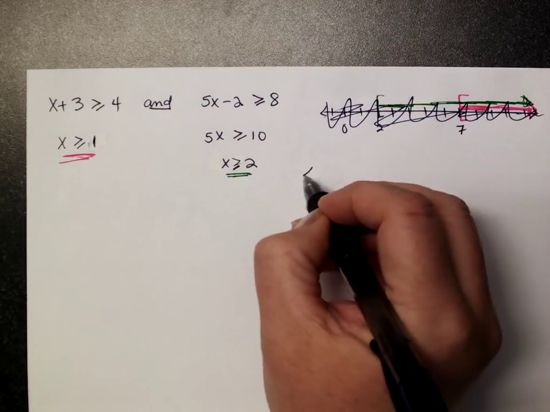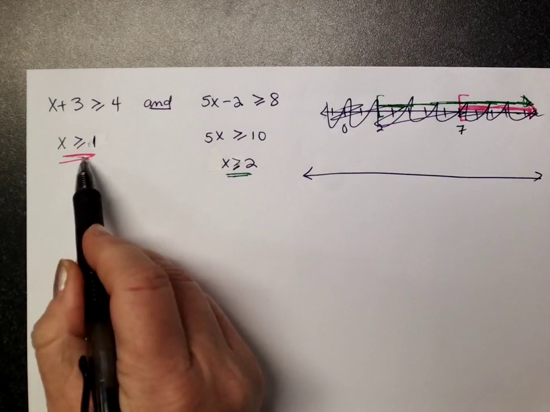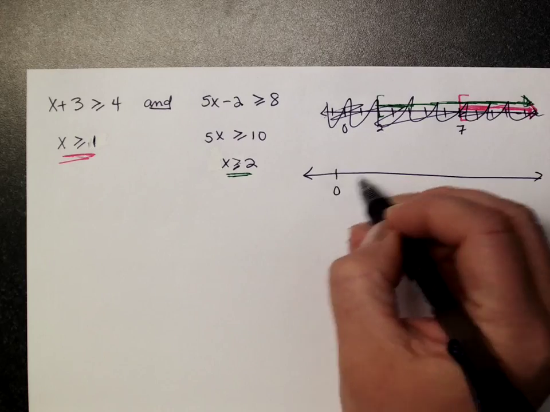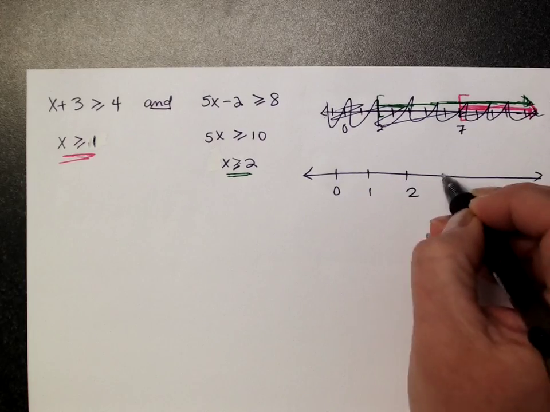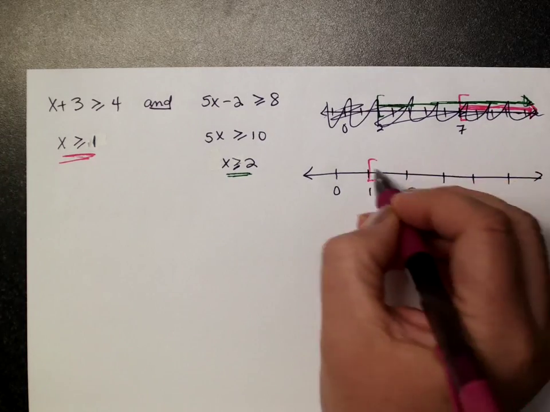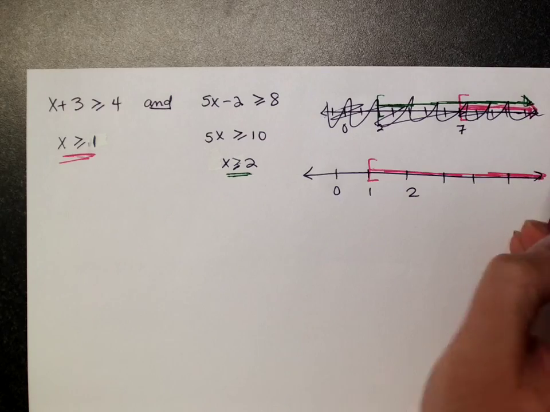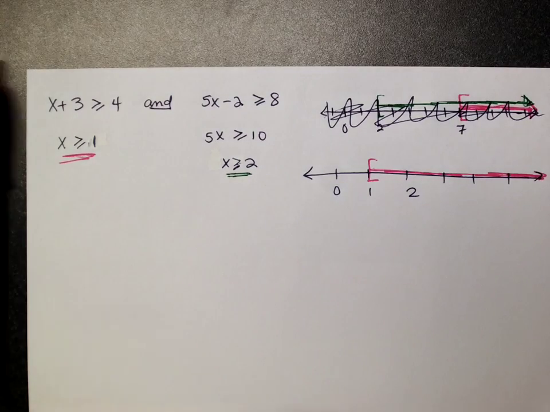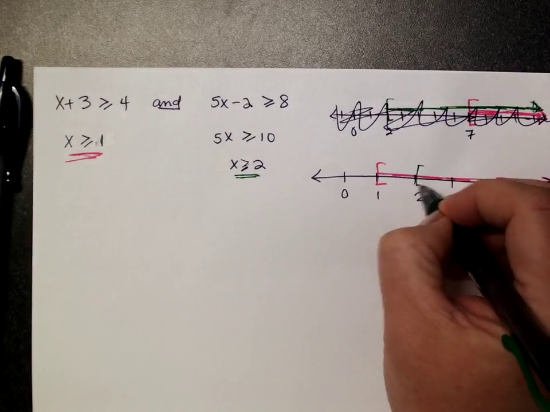Ignore that, thank you. And so 1 and 2. So yes, I'll do 0, 1, 2. So, greater than or equal to 1, and greater than or equal to 2.